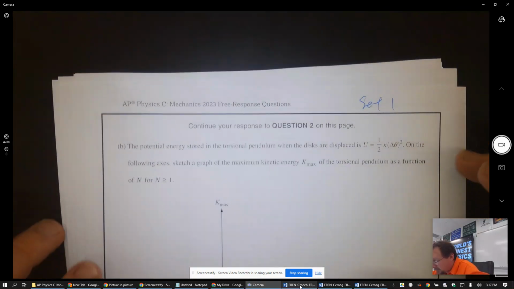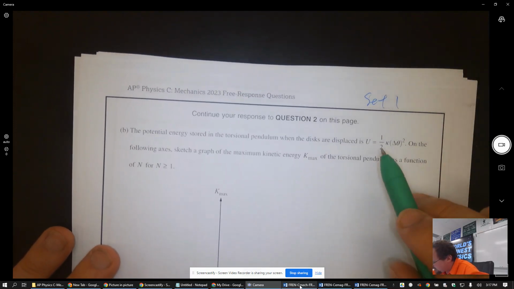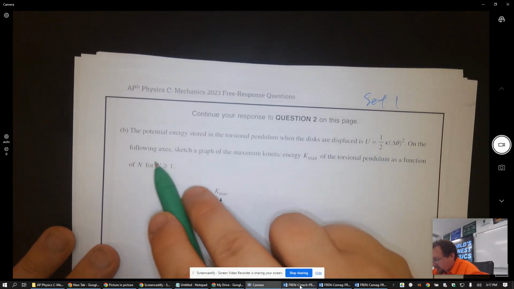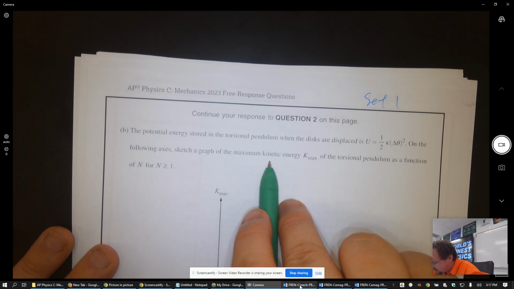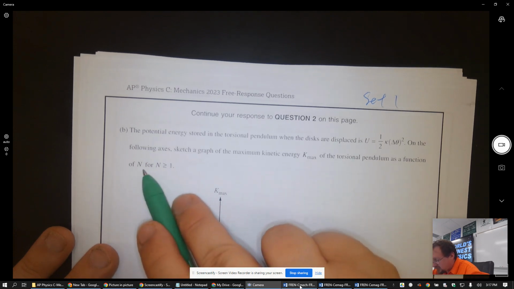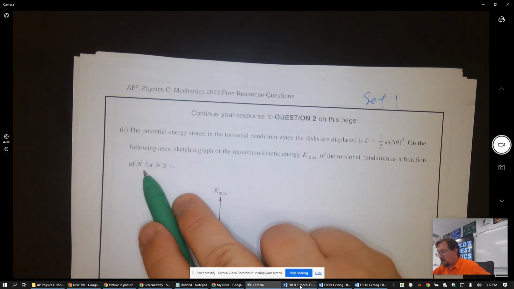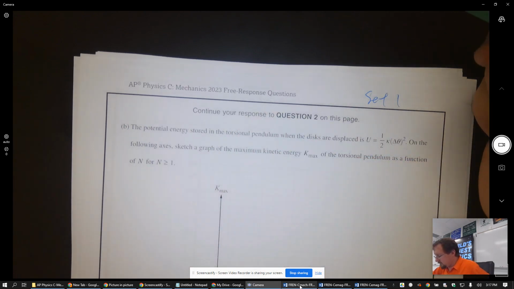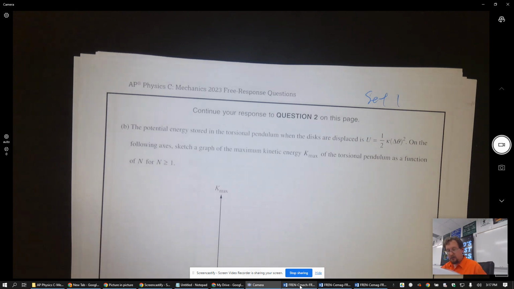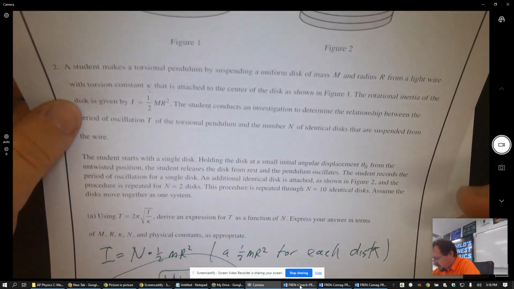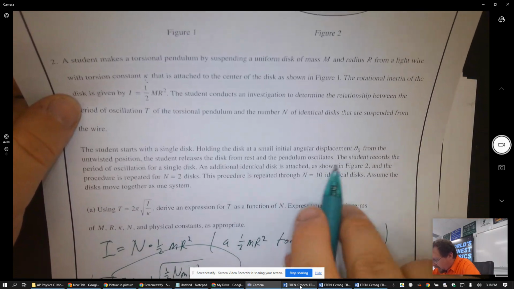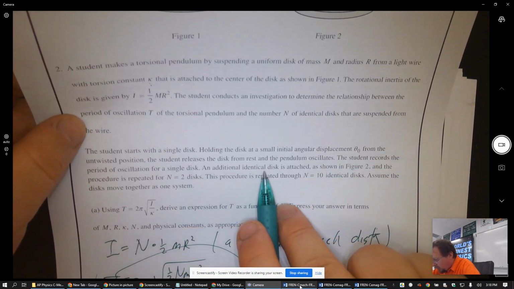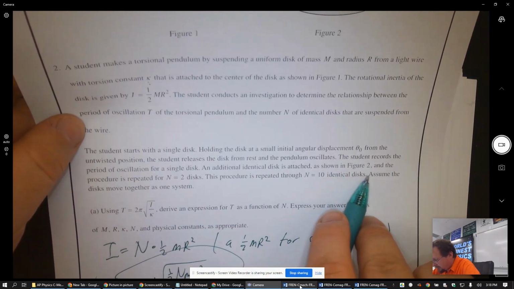Okay, the potential energy stored in the torsional pendulum is that nightmare. On the following axis, sketch a graph of the maximum kinetic energy as a function of N. Okay, wait a minute. Okay, my spidey sense is tingling right now. Are we always going to use the same?